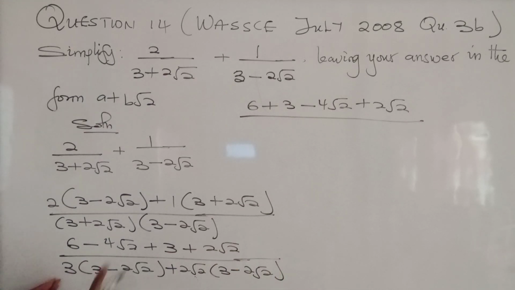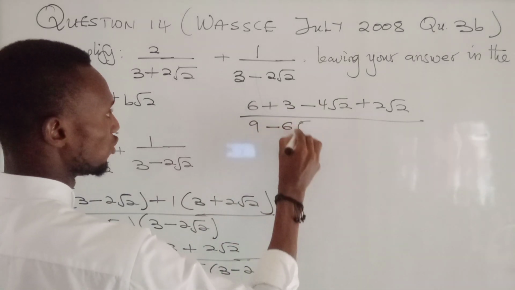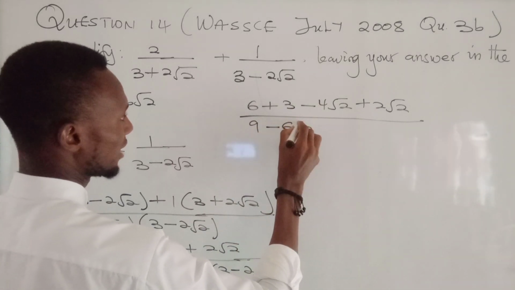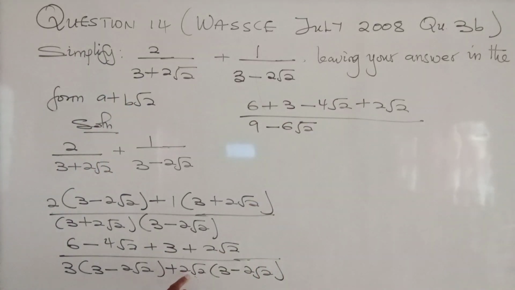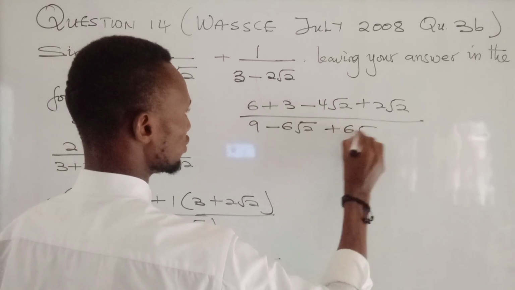So 3 times this 3 gives me 9, and 3 times minus 2 root 2 gives me minus 6 root 2. So minus 6 root 2, and this positive 2 root 2 will also open its bracket. So positive 2 root 2 times 3 gives me positive 6 root 2.